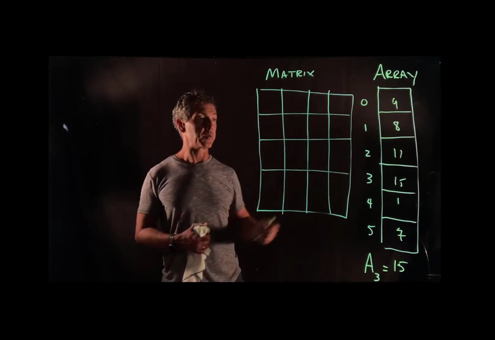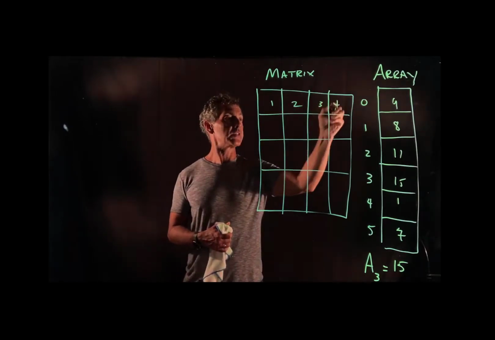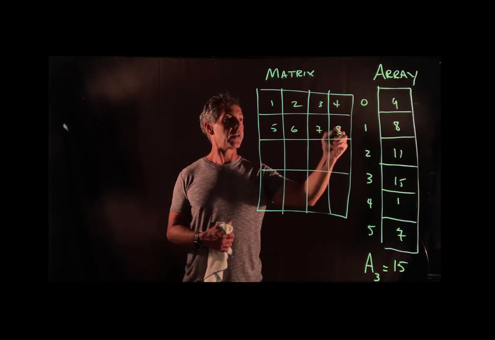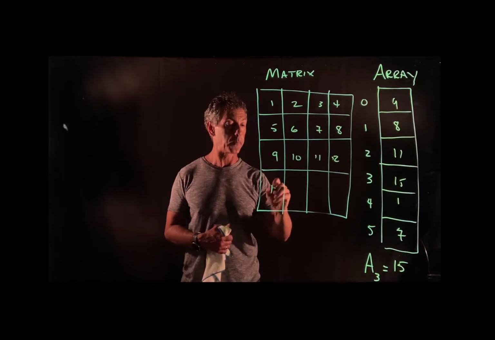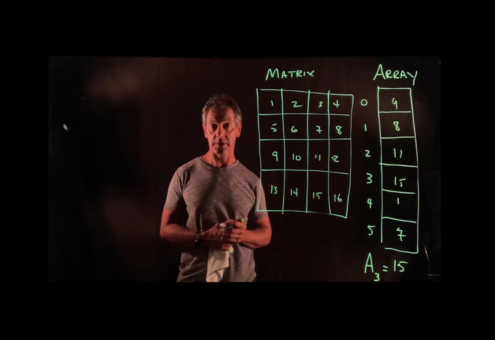And again, I can put all kinds of values in here. Just because it's easy, I'll put in values that are sequential. Obviously, they don't need to be. You can put anything in here that we want. So we have 16 values.